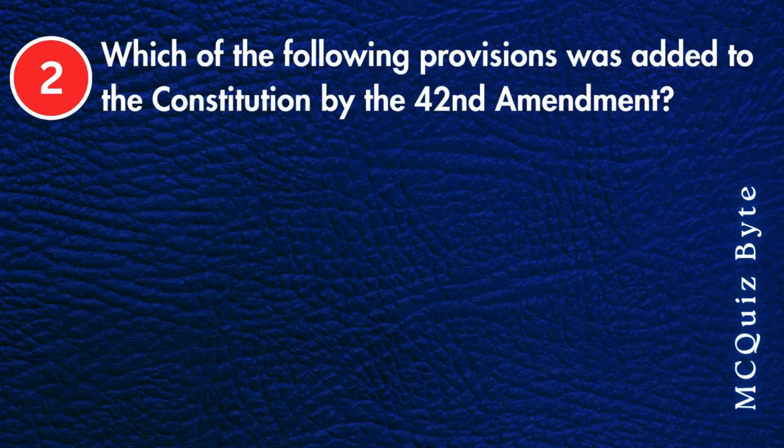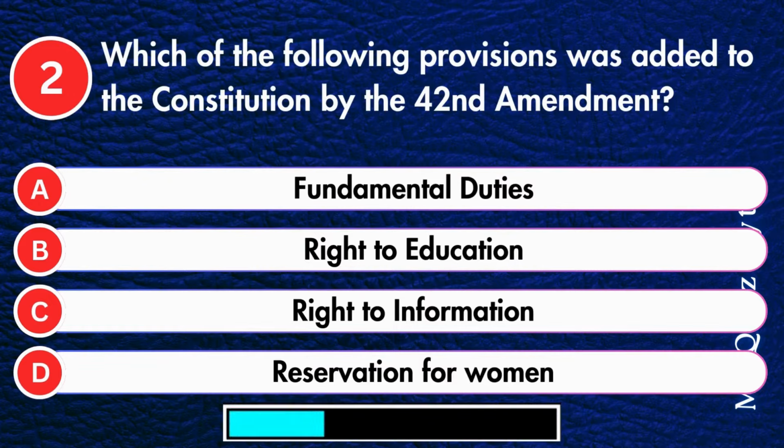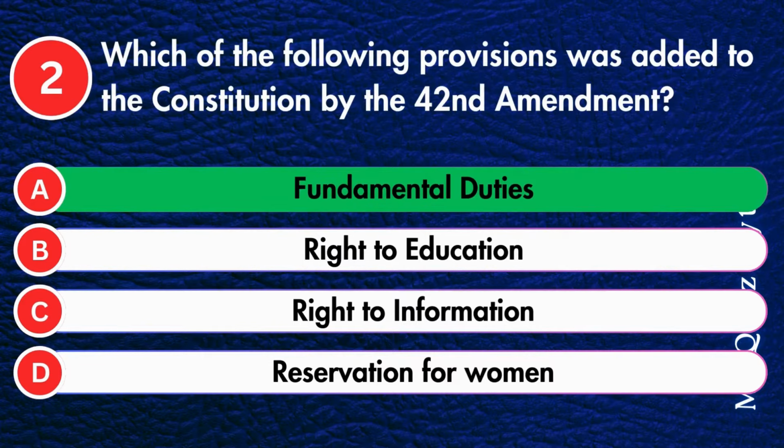Which of the following provisions was added to the Constitution by the 42nd Amendment? Fundamental duties, right to education, right to information, or reservation for women. Correct answer is fundamental duties.